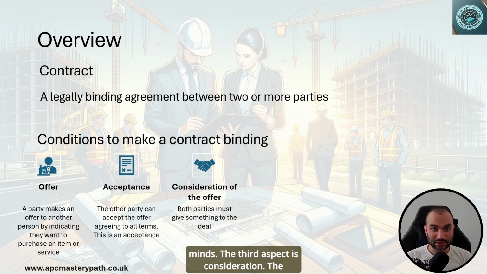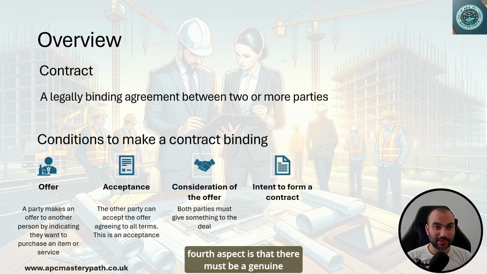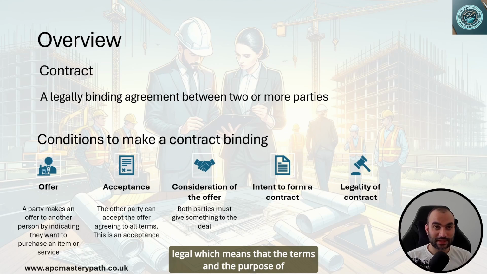The third aspect is consideration. The contractual parties must provide something of value. This could be money, goods, or services, and all of these will form part of the deal. The fourth aspect is that there must be a genuine intent to form a contract. The contractual parties need to understand the intent itself to enter the contract and be willing to enter into an agreement. The fifth aspect is that the contract has to be legal, which means that the terms and the purpose of that contract must be legal and compliant with existing laws in the country of practice.